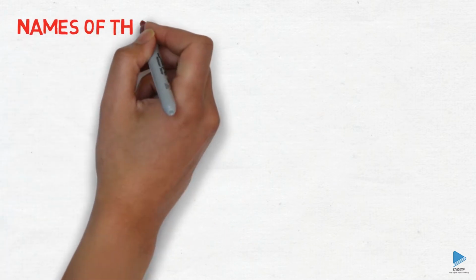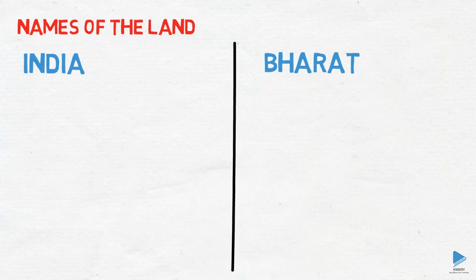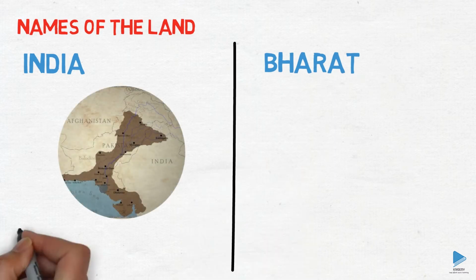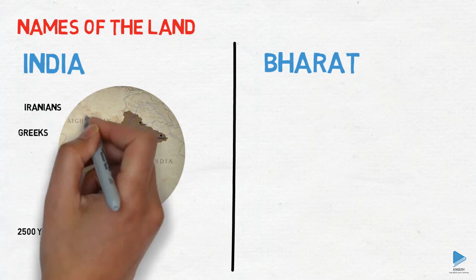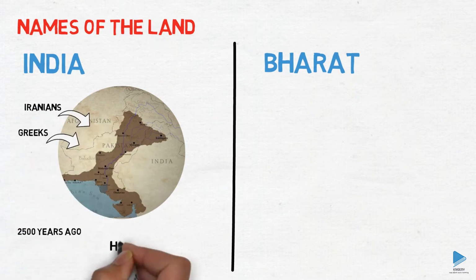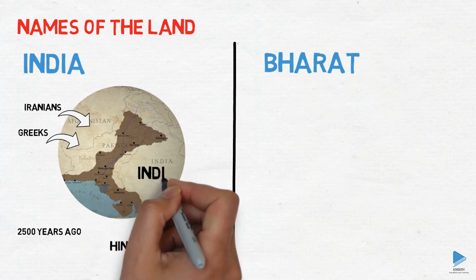Two words we often use for our country are India and Bharat. The word India comes from the Indus called Sindhu in Sanskrit. 2500 years ago, when Iranians and Greeks came through the northwest, they called Indus as Hindos or Indos, and the land to the east of the river was called India.